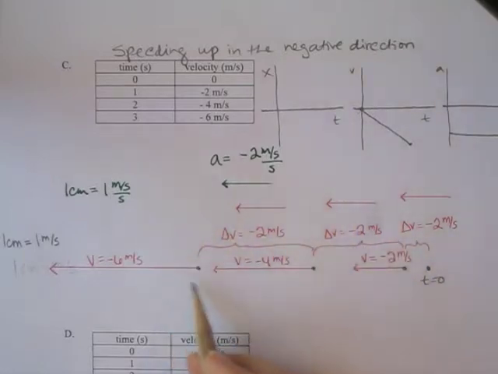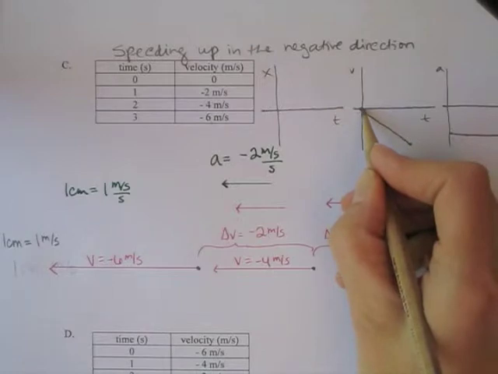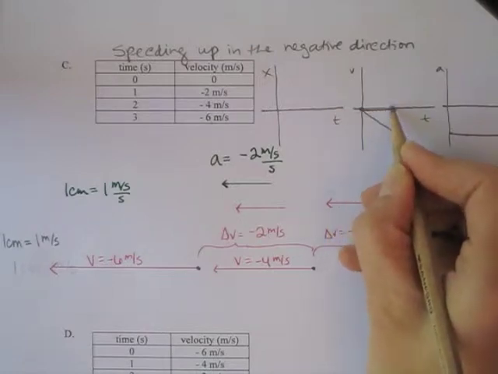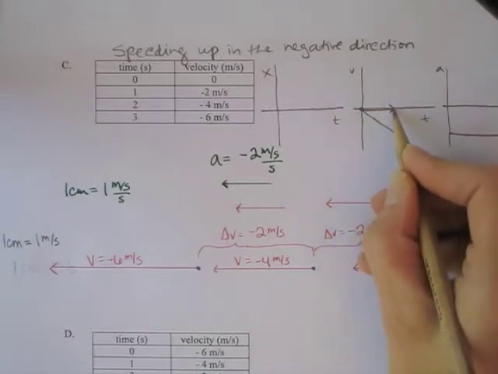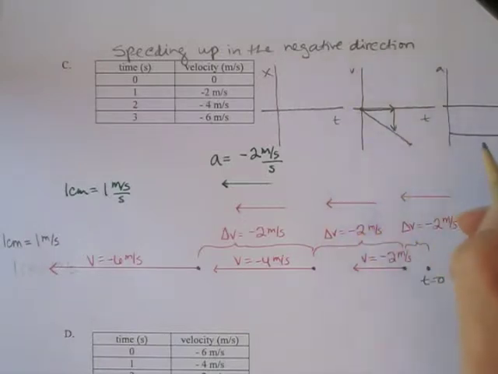You can also see that from the velocity down here, how it changed. You also can see it on your velocity time graph. If you think about slope, in a certain amount of time, the velocity decreased. It became more negative, and so we have a negative slope.